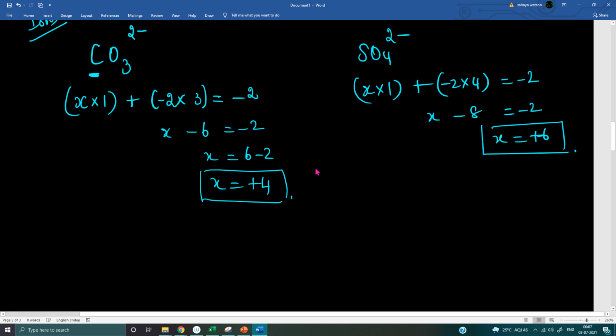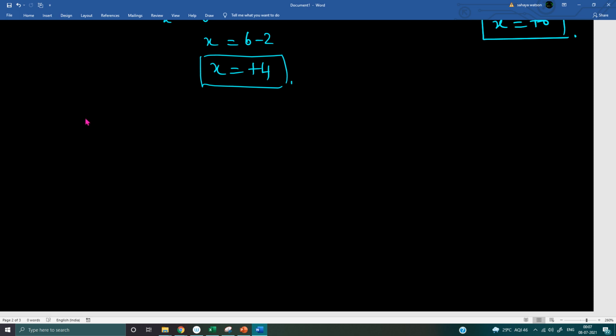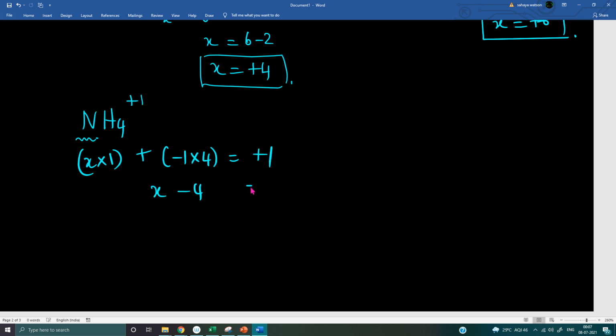Let me give a few more examples. NH4+. Here we are going to calculate the oxidation number for nitrogen. For nitrogen it is X and the number of nitrogen atoms is 1. Here the hydrogen is in the form of hydrides, so I have to take the oxidation number as -1 × 4, equals the charge, which is +1. So X - 4 = +1. Once -4 goes to the other side, it becomes +4. So the answer is +5.